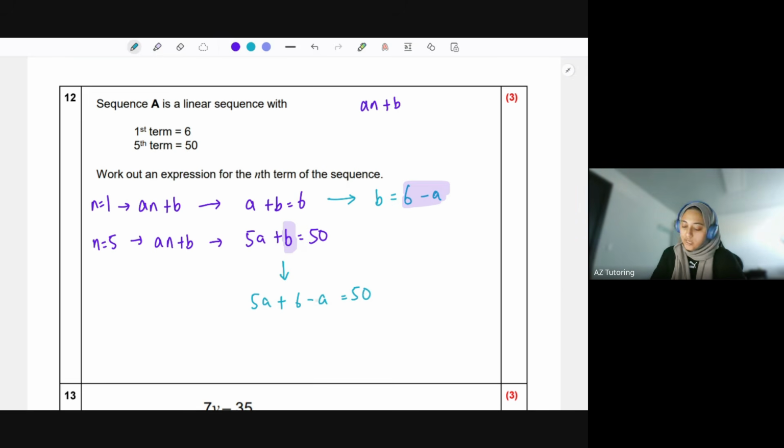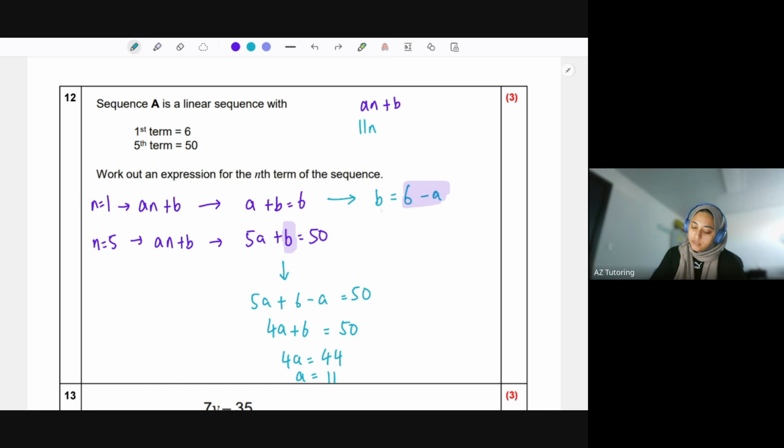Let's solve this. 5a minus a is 4a, plus 6 equals 50. Let's minus 6 to the other side. So we've got 4a equals 50 minus 6, which is 44. So therefore, a equals 44 divided by 4, which is 11. So I know a is 11n. We just need to find b now.